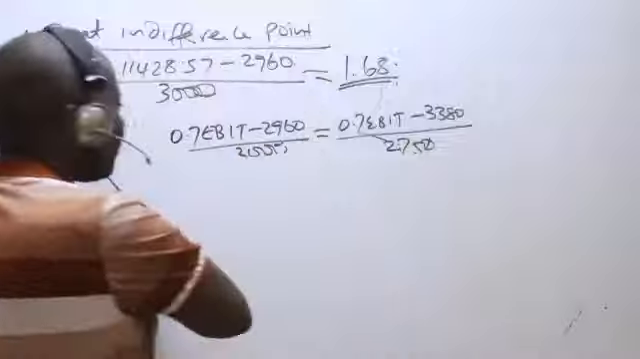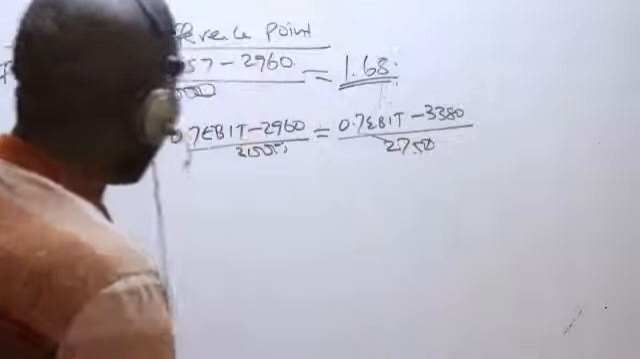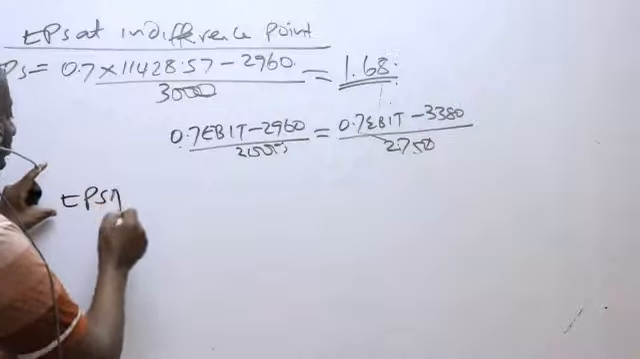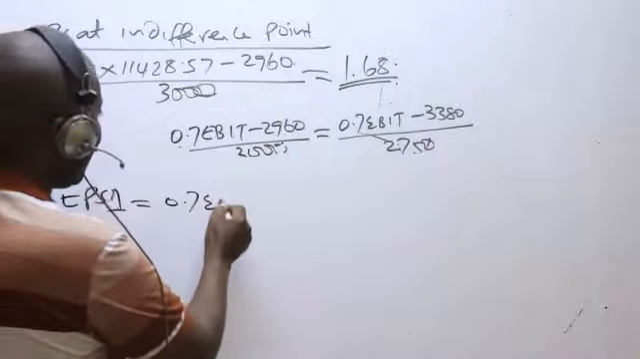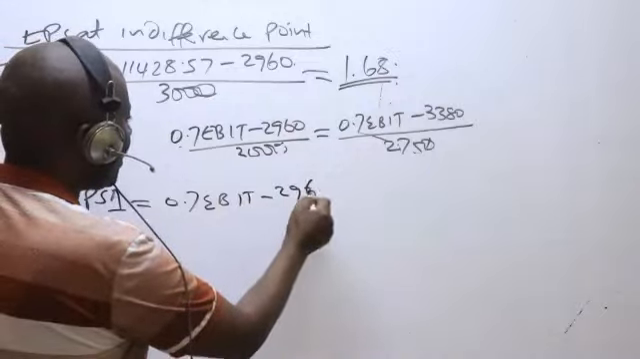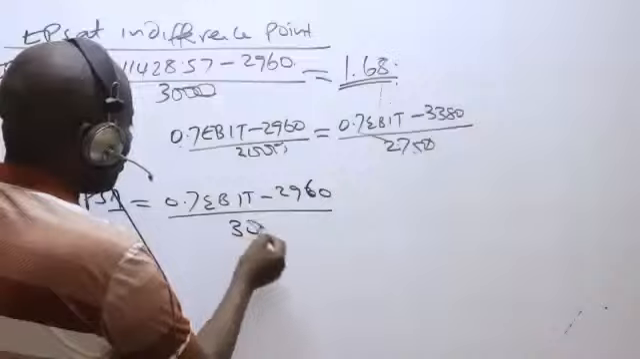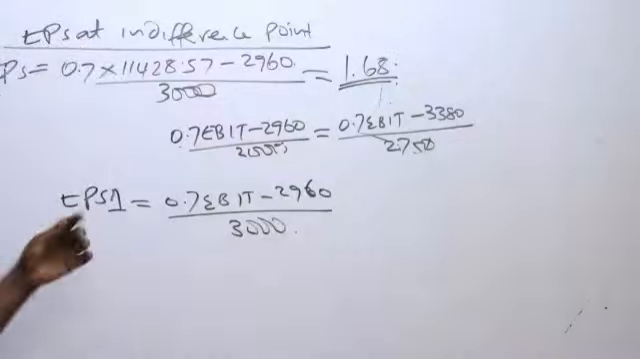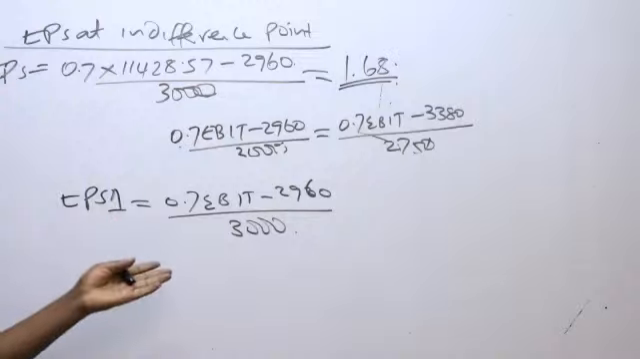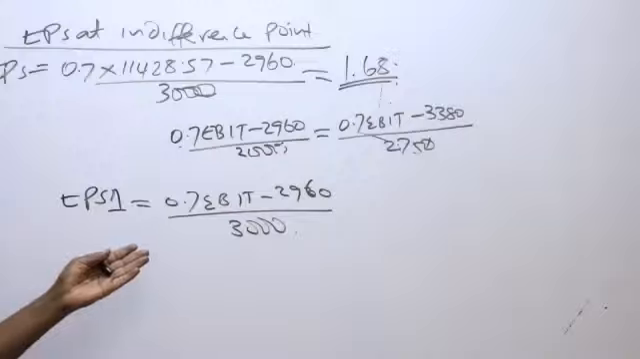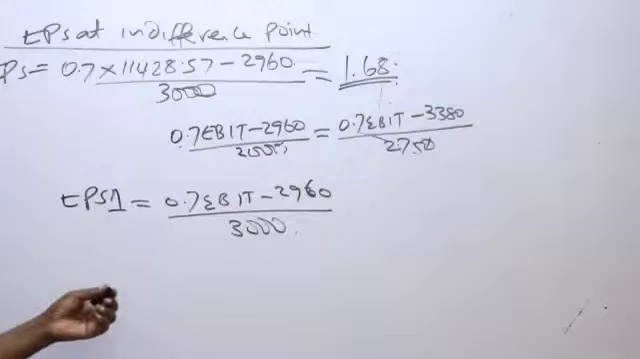Okay. So in this case, we have EPS1 equals 0.7 times EBIT minus 2960, all over 3,000. And you'd want to draw a graph. So how do you draw a graph? Remember, this is a straight line, right? So when it's a straight line like this, ladies and gentlemen, how many points do we need to be able to draw a straight line?